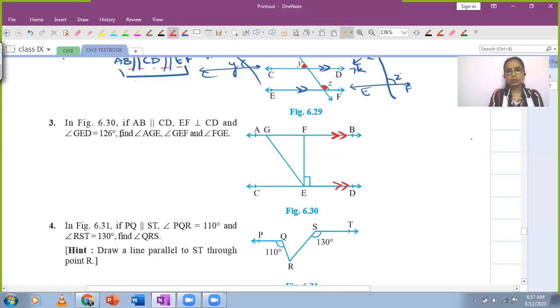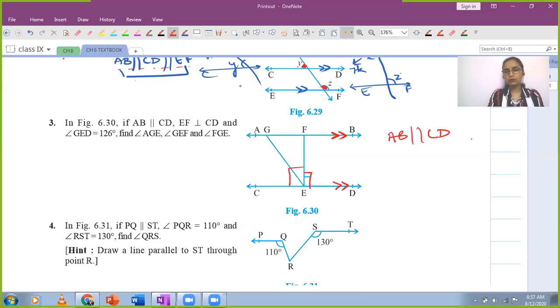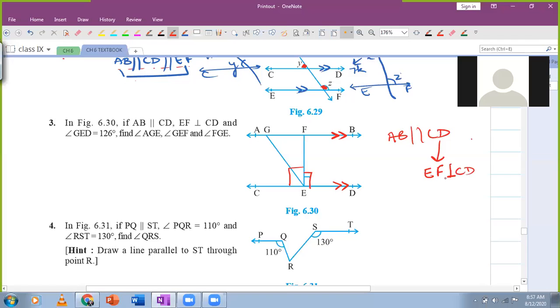Along with that, EF is given to be perpendicular to CD. So we have a 90-degree angle here. If this is 90 degrees, that means this angle on this side would also be 90 degrees. And then since we have a pair of parallel lines, and out of these two parallel lines, if there is a perpendicular to any one, so for CD, we have EF perpendicular. There is a perpendicular for this line in the pair. So EF is perpendicular to CD. That would mean EF will also be perpendicular to AB.